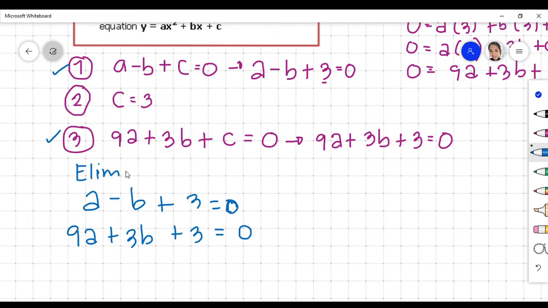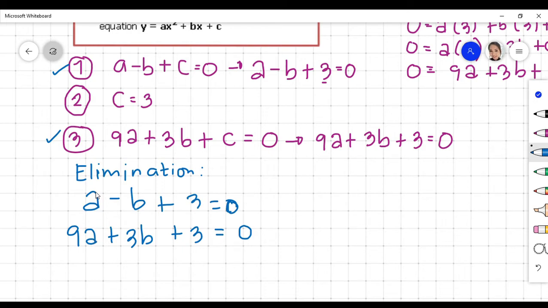Okay, elimination method is a process where we have to eliminate one variable in the two equations. So observe that we have two variables here, a and b, and we cannot solve if we have two unknowns. So we have to eliminate one variable. So how we will do that? So we will choose between a and b as to what variable we will eliminate. So I will choose a. I want a to be eliminated.